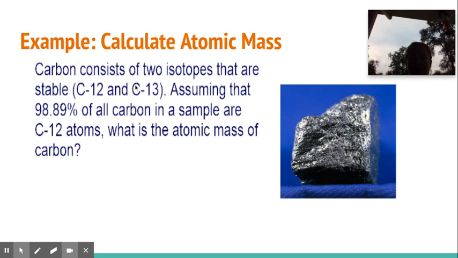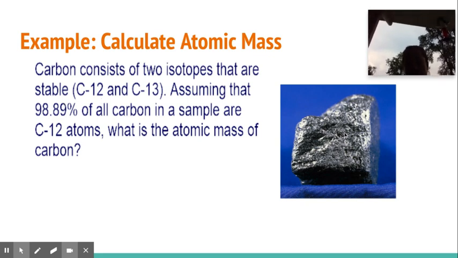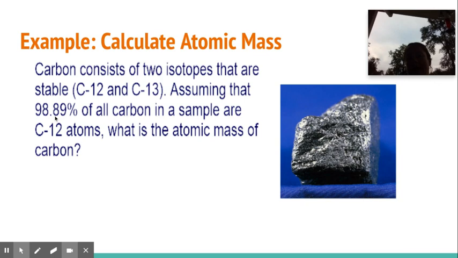So if we have carbon, it consists of 2 isotopes for this example. This is a picture of coal. Coal is also made up of carbon. So we have carbon 12 and carbon 13. If 98.89% of all carbon is carbon 12, first we need to turn that into a decimal. And then we need to figure out what's left to make 100%, turn that into a decimal, and then you would multiply the decimal by the 12, and what you calculated by the 13.